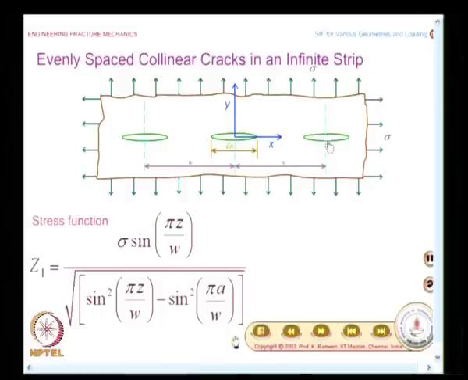If you look at the problem as such, it is of academic interest, and for this you have the stress function given as Z1 equal to sigma sin(pi z divided by w) whole divided by square root of sin squared(pi z by w) minus sin squared(pi a divided by w). And you are sufficiently trained now.